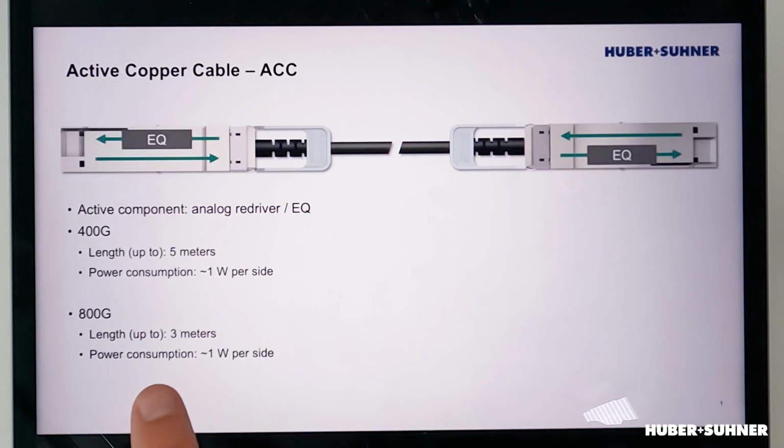But 400 gig, fine, let's talk about 800 gig. If we now have a look at ACCs at 800 gig, well then you will see that the maximum length now already dropped down to only 3 meters because of the very minimalistic active components. But the good thing is, because we're talking about an analog component, the power consumption actually doesn't go up. So that's on the plus side. But we need the longer lengths.